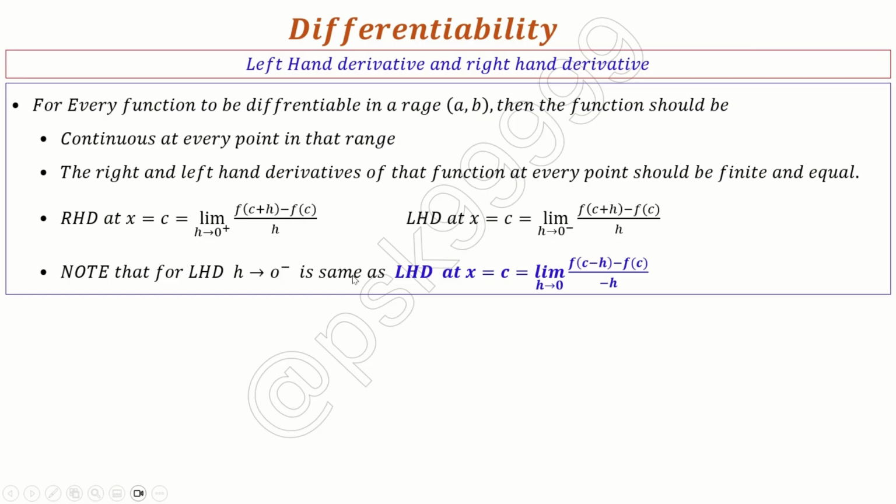Now the only thing to note down is, if I replace h by minus h in the LHD, where h tends to 0 plus, it will become f of c minus h minus f of c divided by minus h.